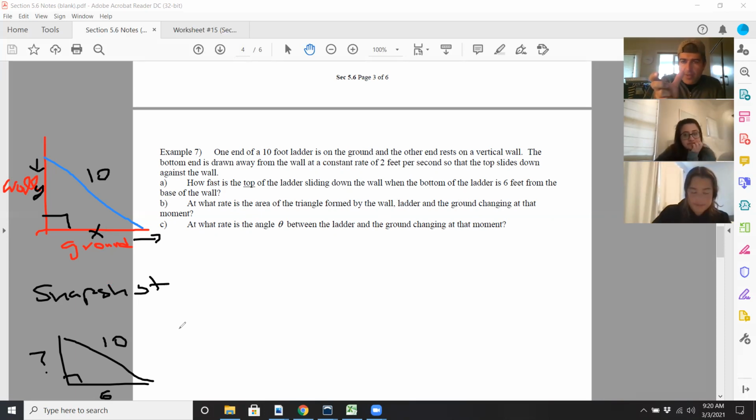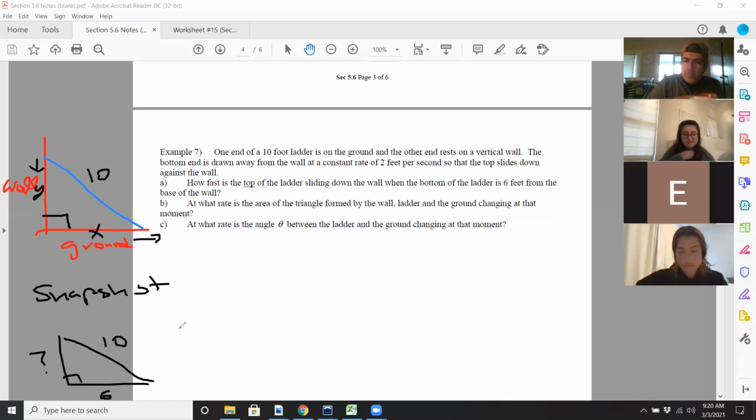So 6 is the horizontal length, right? Because that's what they said, right? When the bottom of the ladder is 6 feet from the base of the wall. So how high is the top of the ladder from the ground? Use the Pythagorean theorem. Isn't it 8? Just 8, right? And by the way, they try to keep the math simple here. So that's the snapshot. How does that help us? You will see. Okay. So now let's figure out what's going on here.